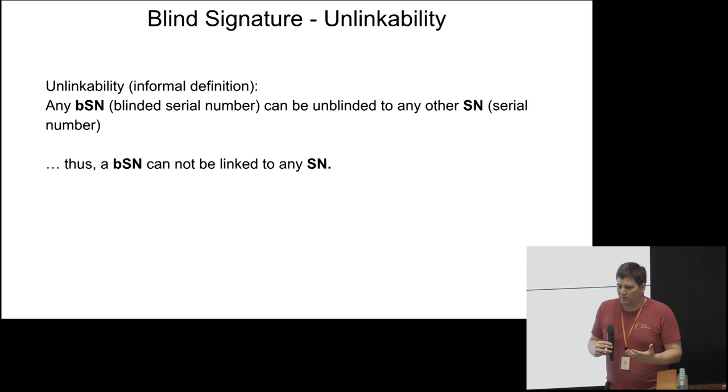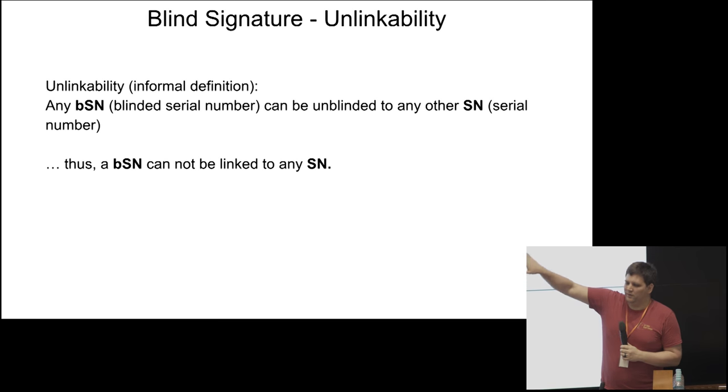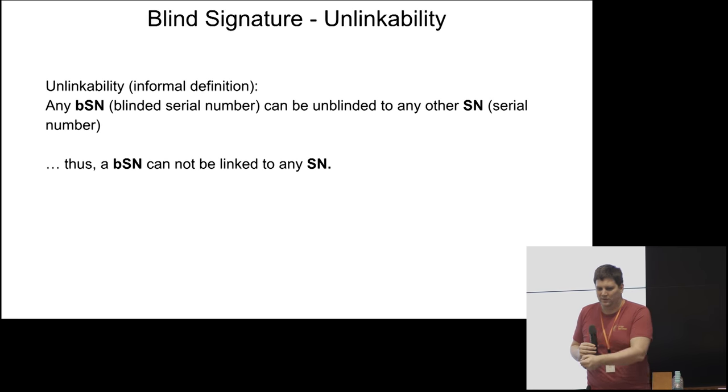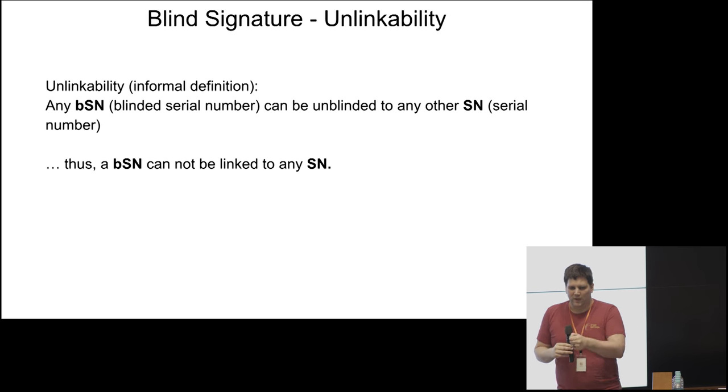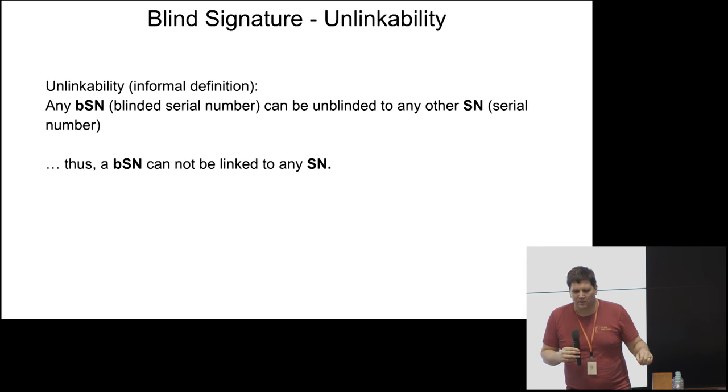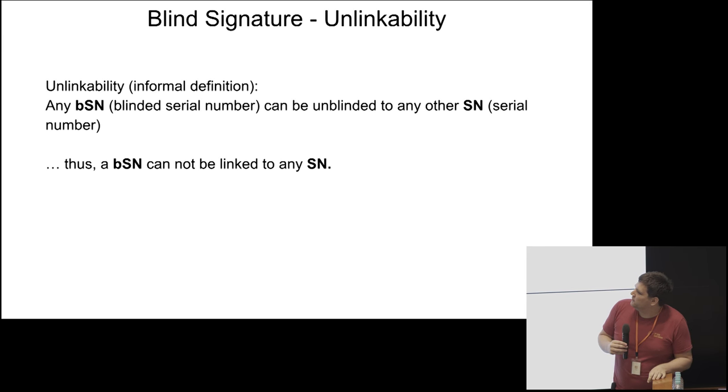It's similar to, if people are familiar with one-time pads, given a ciphertext and a plaintext, you can always invent a key that will relate them. And so seeing the blinded serial number and the serial number, you don't learn any connection between the two of them. Does anyone have any questions on that?